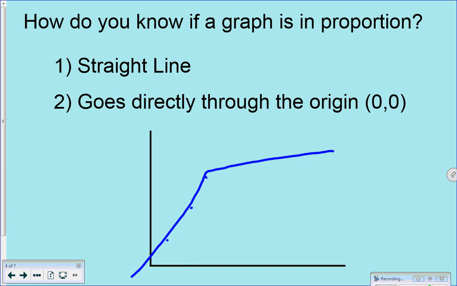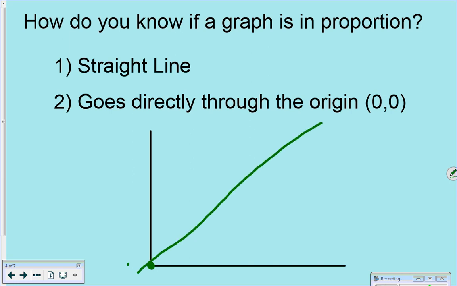And the other way you know if something is in proportion is it goes directly through that origin. What's the origin again? That 0, 0, right? So it has to go through this spot right here. So if it goes like this, okay, that's going to be in proportion. Let's pretend that goes right through the origin.